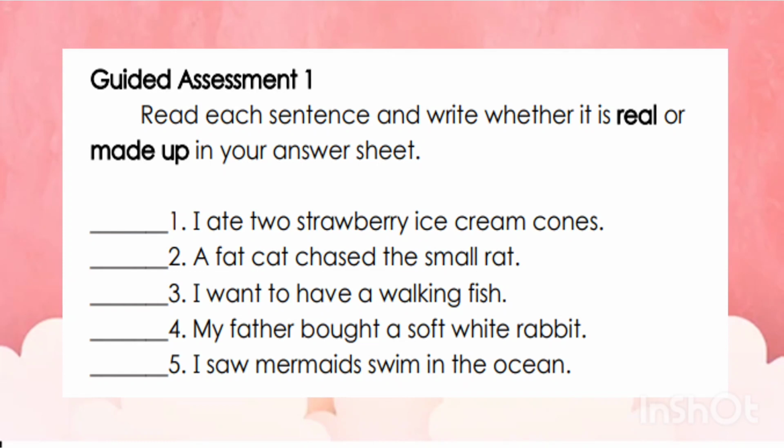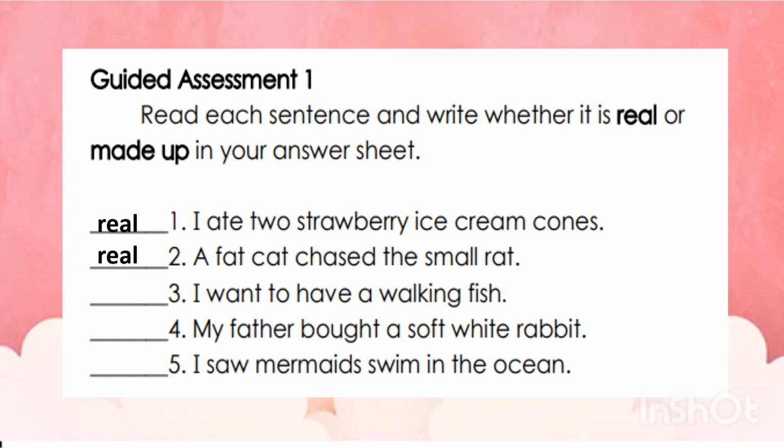Guided Assessment 1. Read each sentence and write whether if it is real or made up in your answer sheet. Number 1. I ate 2 strawberry ice cream cones. You're right, real. Number 2. A fat cat chased the small rat. Correct, real.